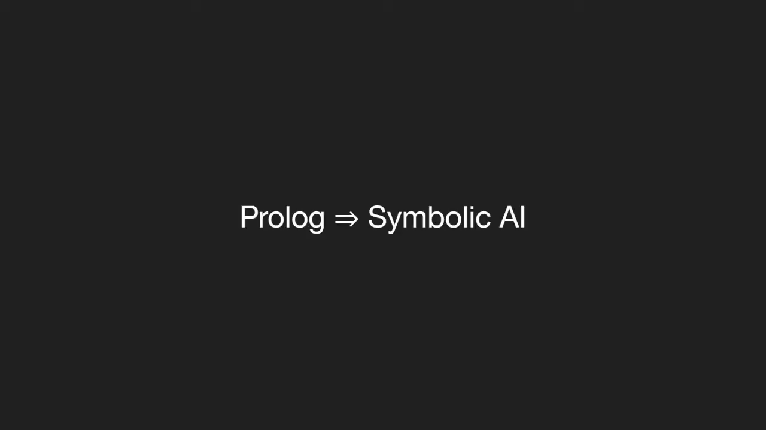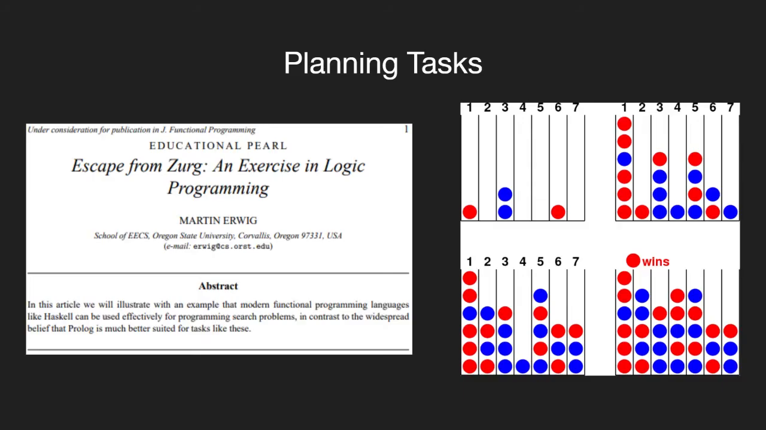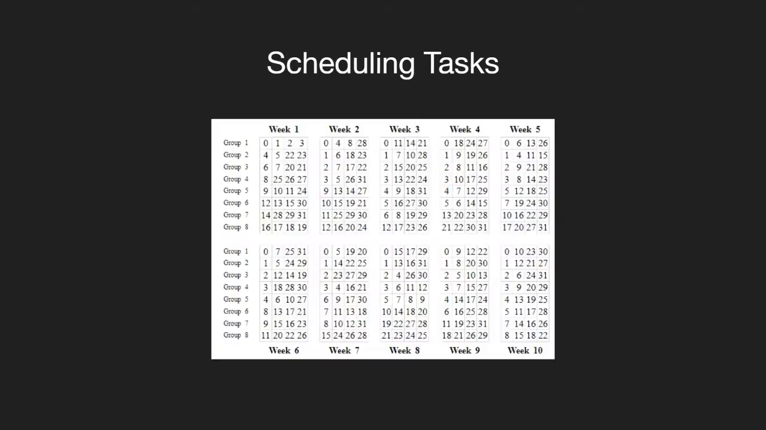Prolog, which first appeared in 1972, is frequently associated with symbolic approaches to AI. Specifically, Prolog is great for automating planning tasks, scheduling tasks, and solving combinatorial problems. Planning tasks include Connect 4 or Oregon State's Escape from Zurich problem. Scheduling tasks include timetabling, which is used to generate student high school schedules, or generating sports tournaments, such as the social golfer problem, which generates golfer schedules such that no two golfers play in the same group more than once.